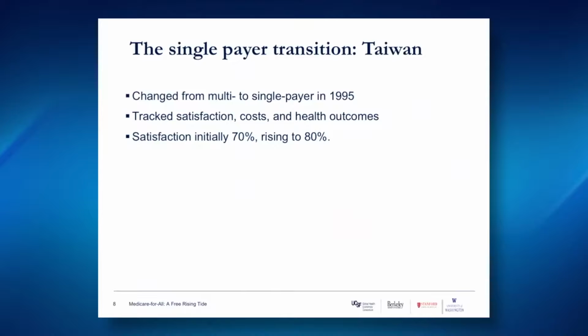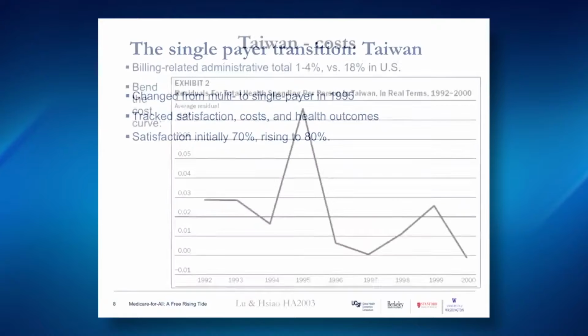There is one important historical example of single payer that was started after a multi-payer system was in place, and that is in Taiwan. In 1995, this change happened. The government tracked satisfaction, costs, and health outcomes. Satisfaction initially was about 70%, rising to 80%, which is quite high by Taiwan standards and global standards.